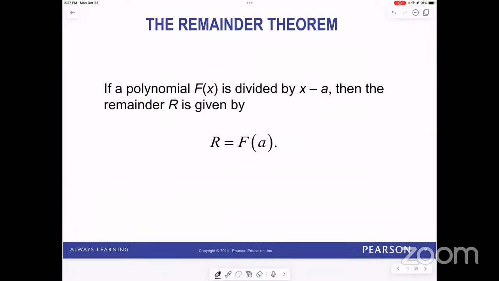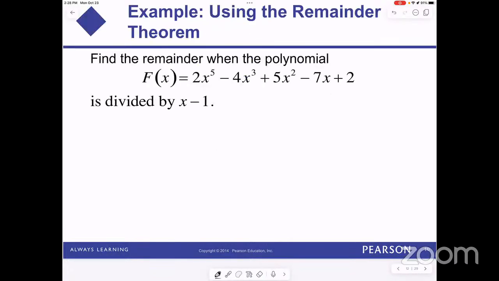So this is called the remainder theorem. And there's a correlation between our remainder and evaluating a function at some given value, right? Let's see it in action. Here we're asked to find the remainder when this polynomial is divided by x minus 1. The remainder theorem says that if this polynomial is divided by x minus 1, our remainder is equal to f of a.